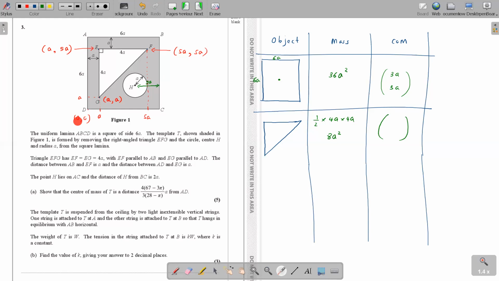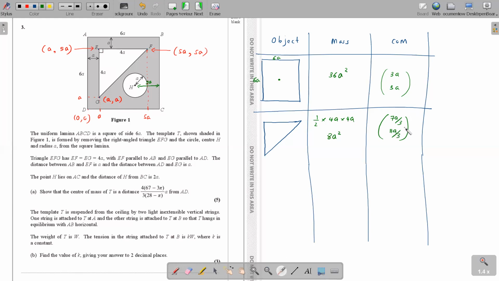It's 7a, right, teacher? Because sorry, the third coordinate is a. I'm sorry. Yeah, a plus 5a plus a, that is 7a, divided by 3. And what about the other coordinate? That is 11a divided by 3.